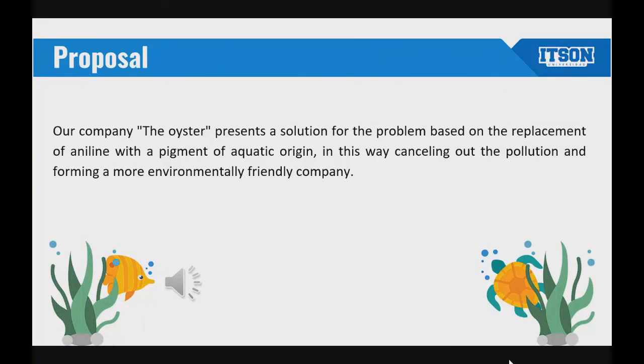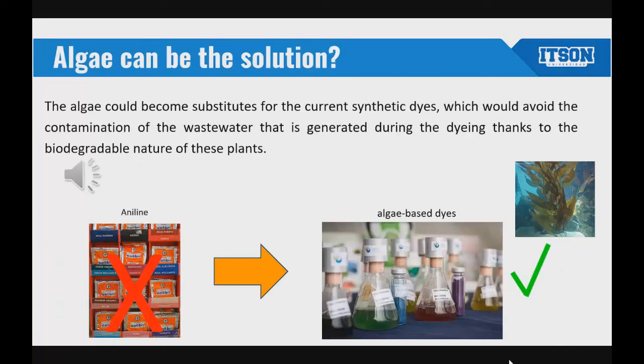Our proposal: our company, the Oyster, presents a solution to this problem based on the replacement of the aniline with a pigment of aquatic origin. In this way, we cancel out the pollution and form a more environmentally friendly company, improving in all ways. Algae can be the solution.